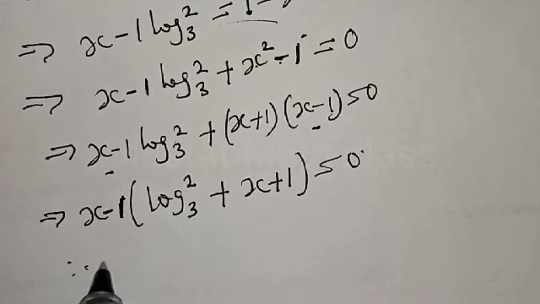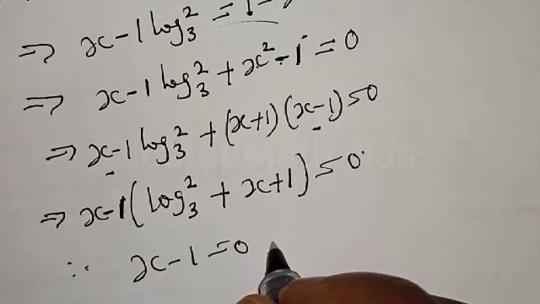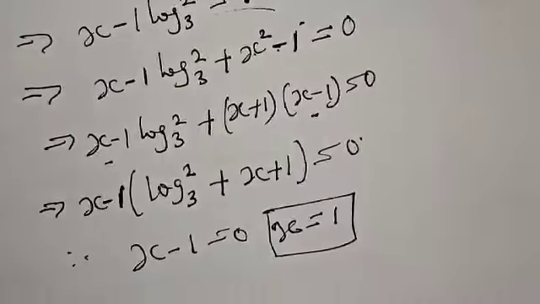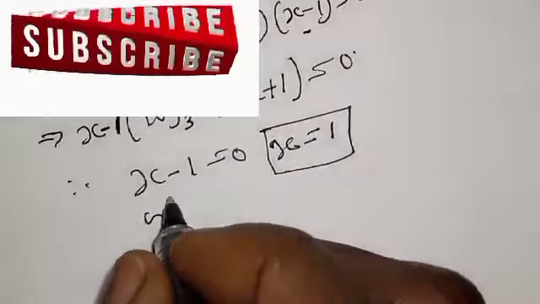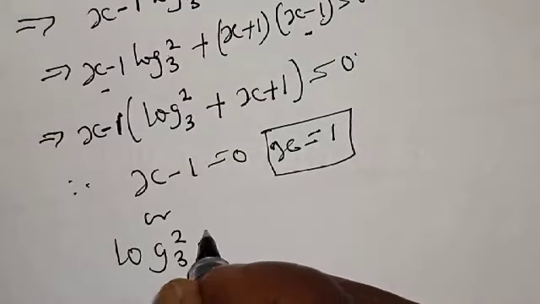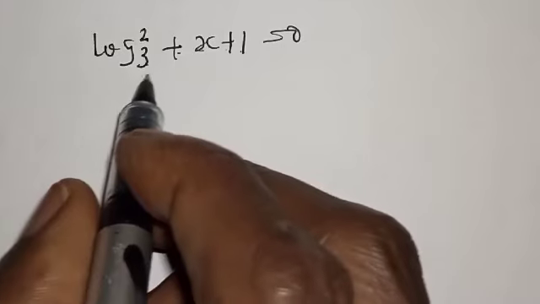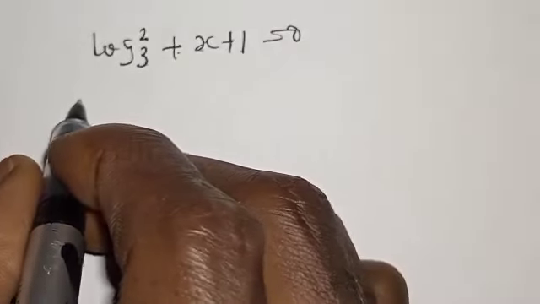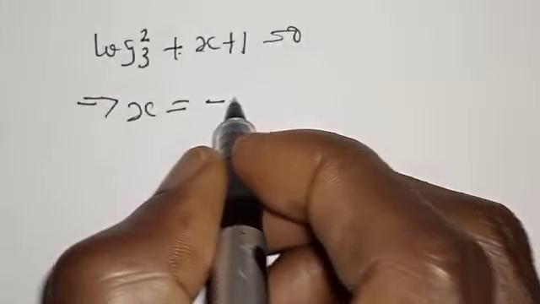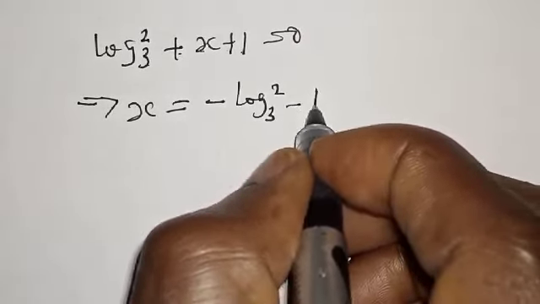Therefore, x minus 1 equal to 0. Then x is equal to 1. Or we have log 2 base 3 plus x plus 1 equal to 0. Now let's make x the subject of the formula. This implies that we have x to be equal to minus log 2 base 3 minus 1.